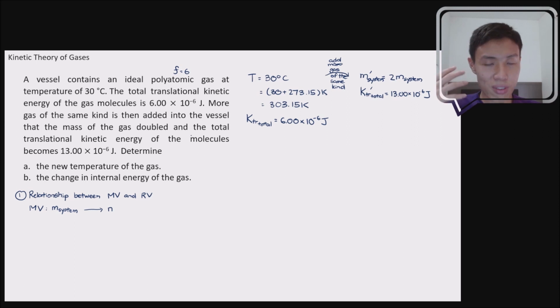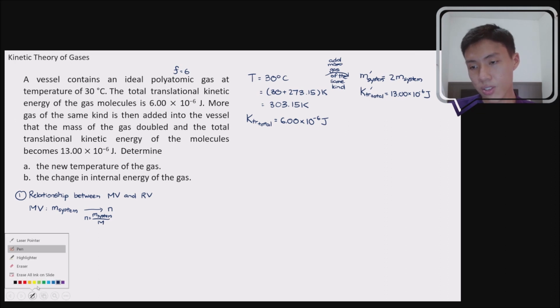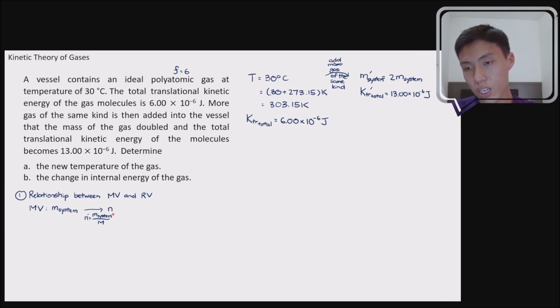Okay, so if the mass of a system increases, the number of moles should also increase as well. If you need a mathematical proof, then you know that the number of moles is just the mass of the system divided by the molar mass, right? So if you increase the mass of a system, then definitely your number of moles should increase as well, because your molar mass will not change, because you're adding molecules of the same kind.